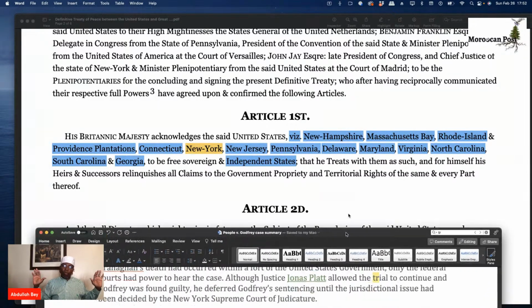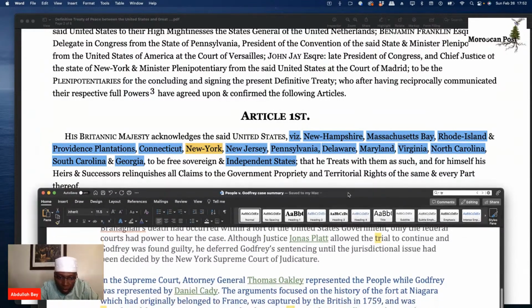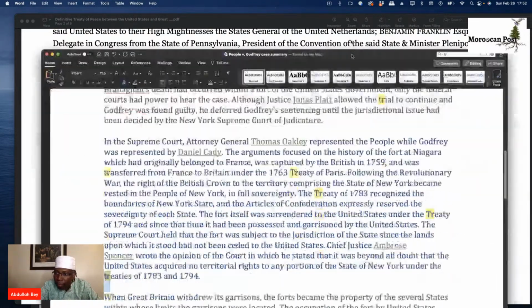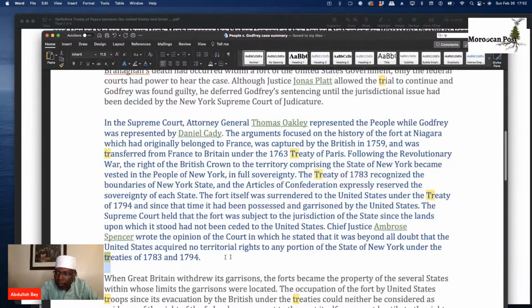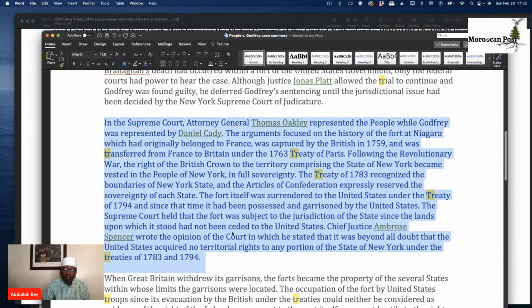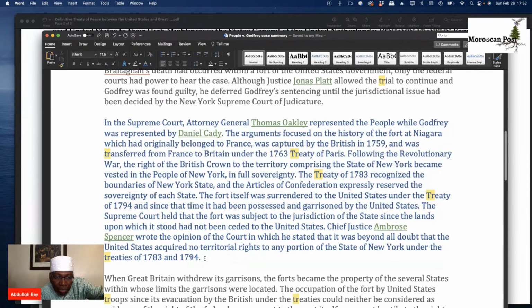And here it is right here, Article 1. And then you have it here. Just read this whole thing. Boom, it leads you right into it. You see the treaties, 1783 and 1794, which is the Jay Treaty.